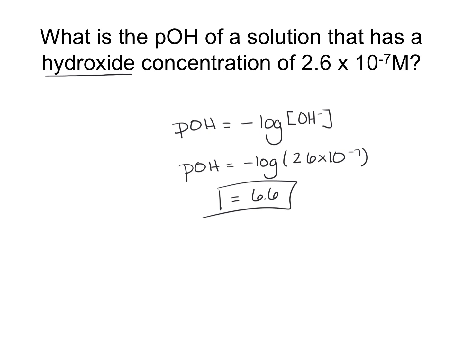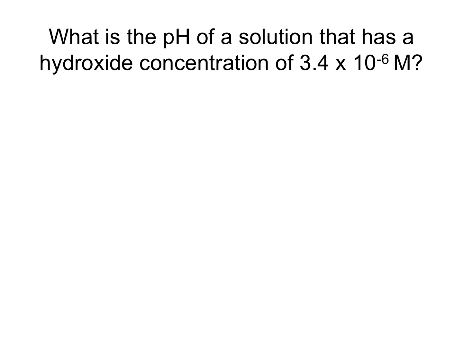And then finally, the final example I'm going to do here is, what's the pH of a solution that has a hydroxide concentration of 3.4 times 10 to the negative 6 molar? So when we do this, we're asked for the pH, but we're given the hydroxide concentration. So with the hydroxide concentration, I can only calculate pOH. We just did that on the previous slide. We know it's negative log of 3.4 times 10 to the negative 6 molar. So we do this in our calculator, and that gives us 5.5.